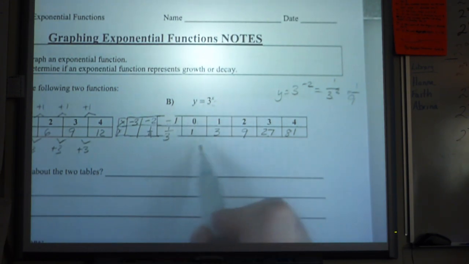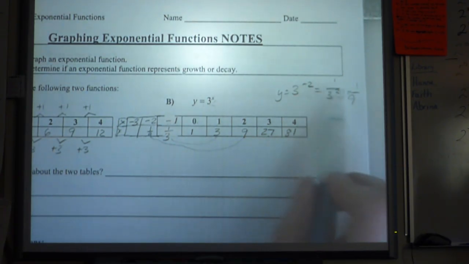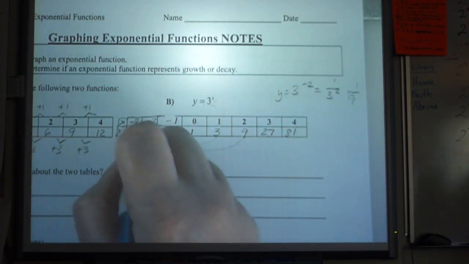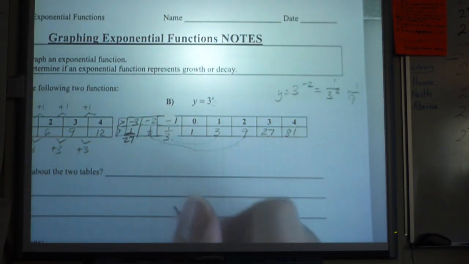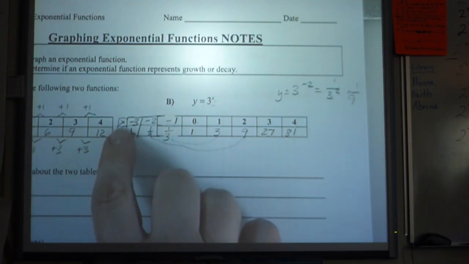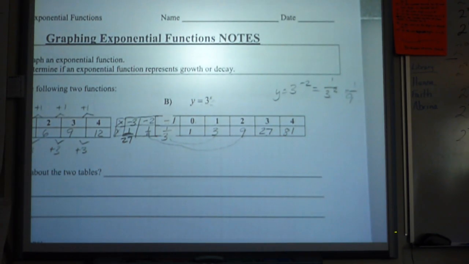And then do you see this reciprocal relationship here? 3 and 1/3. 9 and 1/9. And then 3 to the -3rd power will be 1 over 3 cubed, which will give us 1 over 27. Good, I heard a couple whispers. Good. All right, and then we ran out of room to do the -4, but if x is -4, what would y equal? 1 over 81.